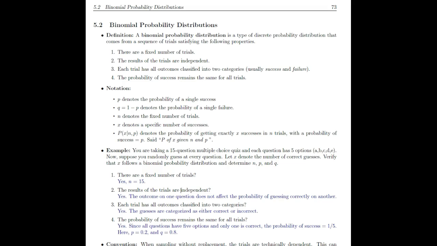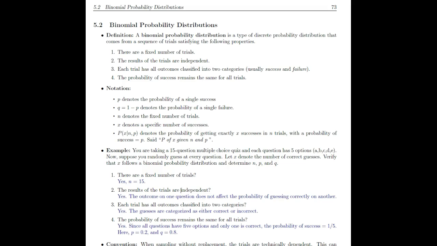And Property 4 is that the probability of success remains the same for all trials. That's similar to the independent property, whereas a binomial probability distribution wouldn't be valid if for some reason a later trial had a different probability of success than an earlier trial.